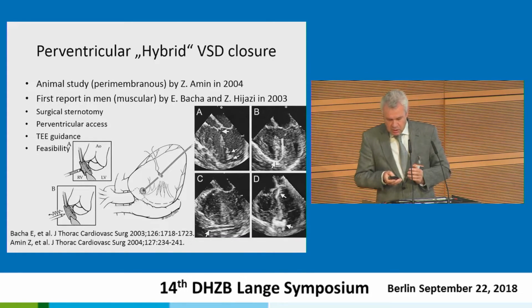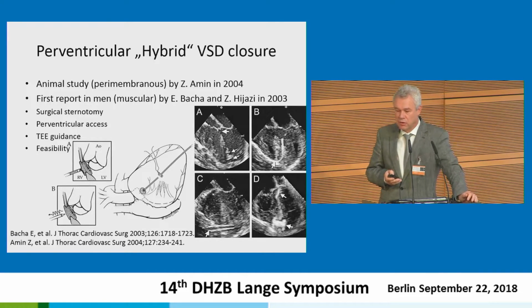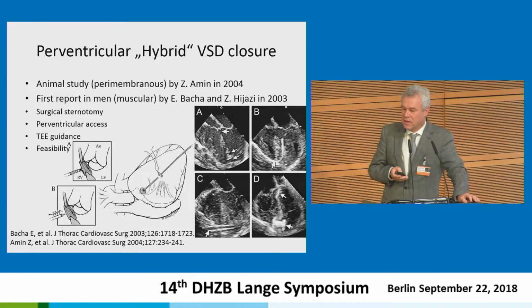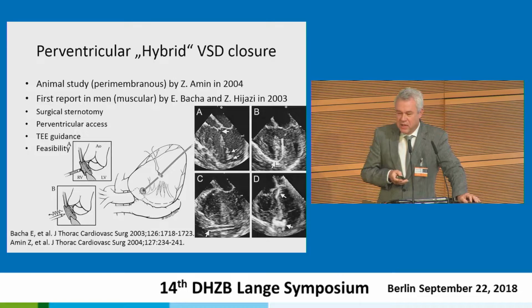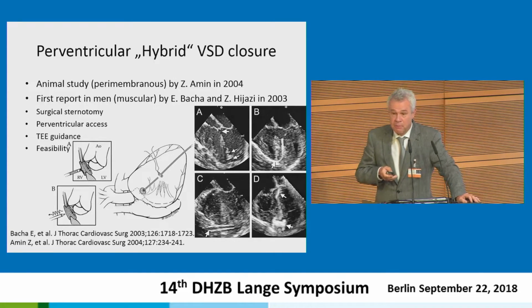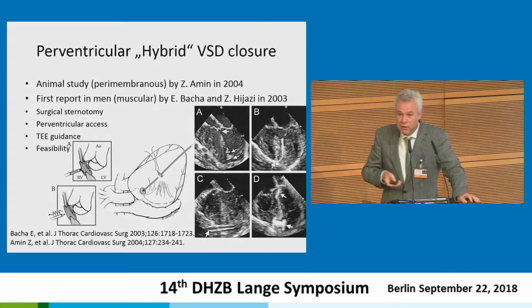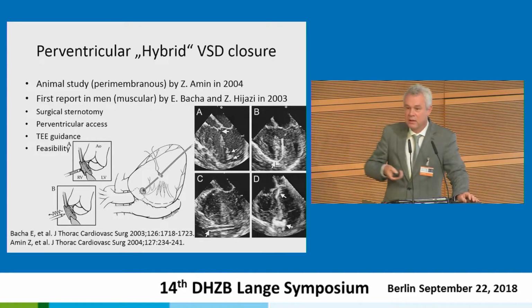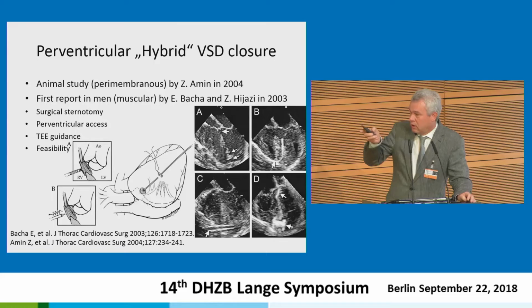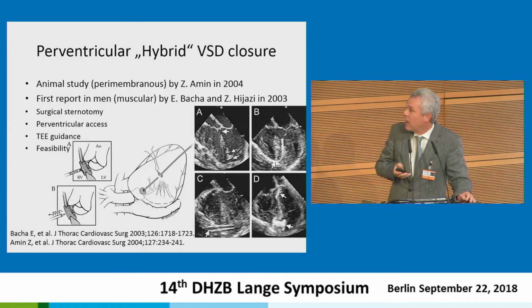I have to talk about perventricular hybrid VSD closure. That's interesting, and Professor Heinemann would be interested because the animal study done by Said Amin with long-term follow-up of the animals was published after the first report in men, published by Emil Bacher and Ziad Hijazi 1 month before, in the same journal. First the study in men without animal study before, then the researcher who did a lot. We've seen it already by Dr. Siepe, how this is performed, how this is done.